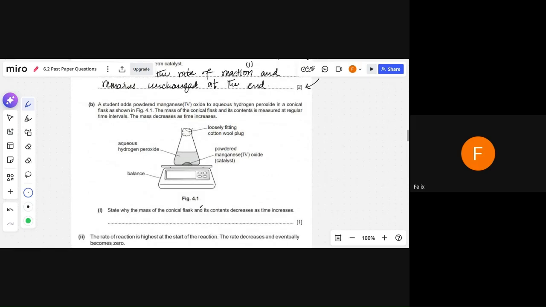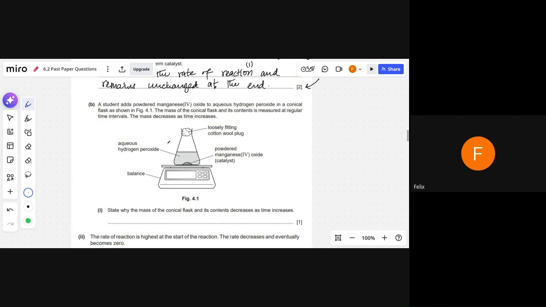State why the mass of the conical flask and its contents decreases as the time increases. So if we look at the diagram, let me read this again. A student adds powdered manganese(IV) oxide to aqueous hydrogen peroxide in a conical flask as shown in figure 4.1, and the mass of the conical flask and its contents is measured at regular time intervals. The mass decreases as time increases.